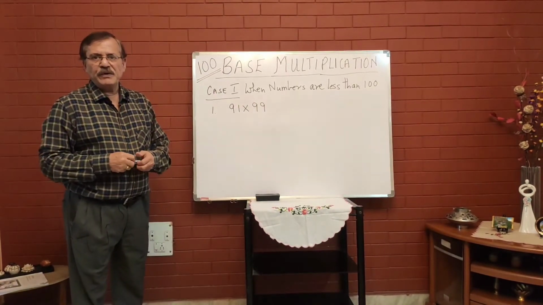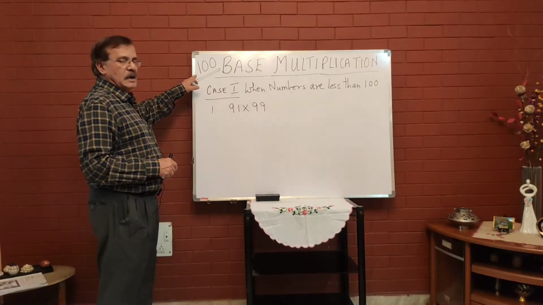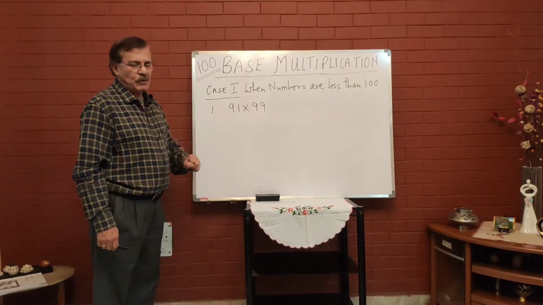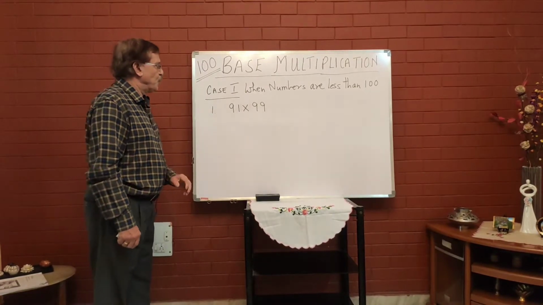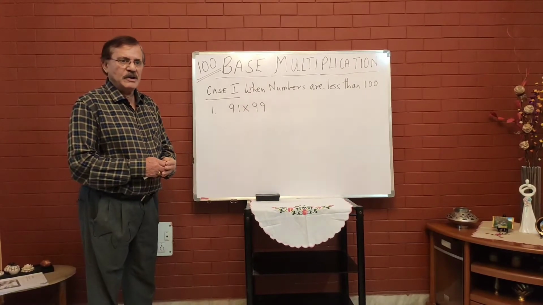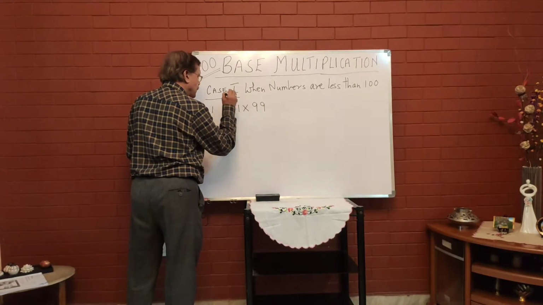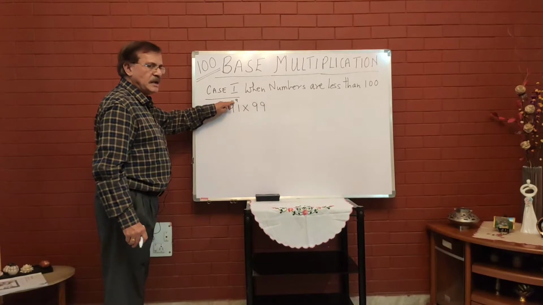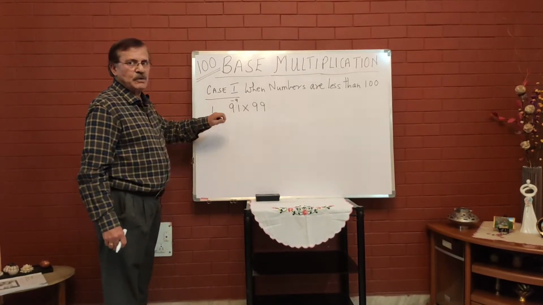You can see very carefully over here. 91 is close to 100 but slightly lesser than 100. Similarly 99 is also less than 100 but slightly lesser. So we must find how far they are from 100. So 91 is minus 9 units from 100, and you can check it up. 91 plus 9, 100, right? Or 100 minus 9 is equal to 91.